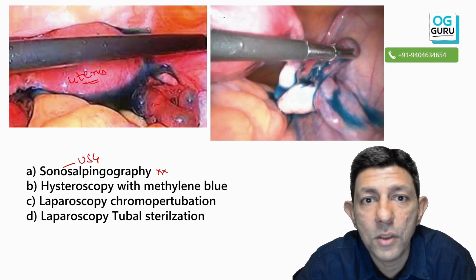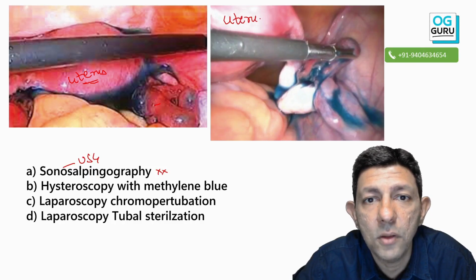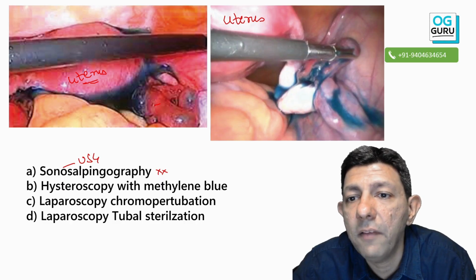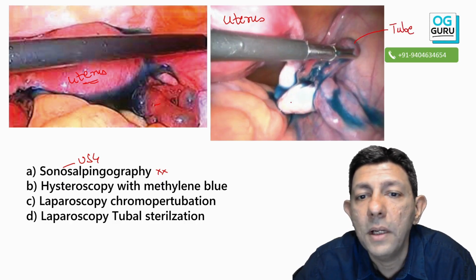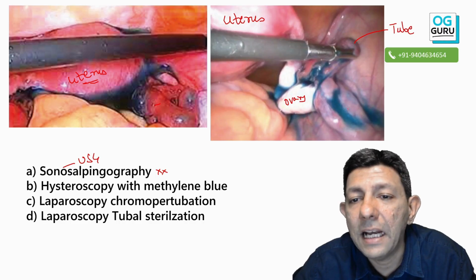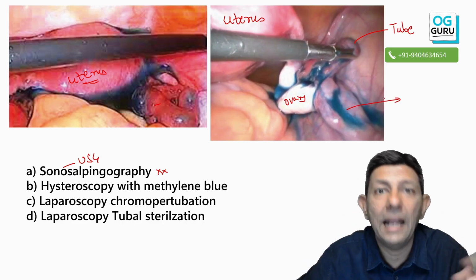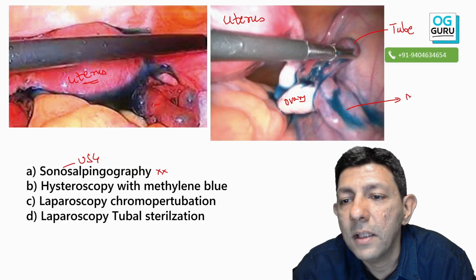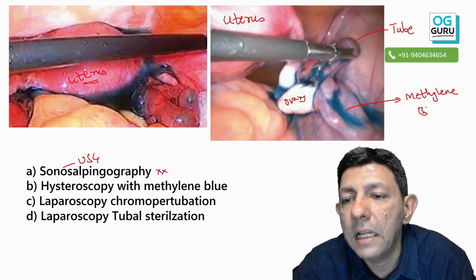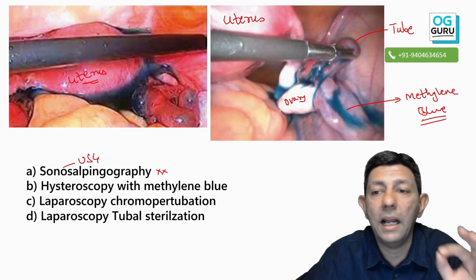Similarly, there are two images showing the same. So this is the uterus. We have held the fallopian tube. This is the fallopian tube. This is the ovary. Okay, and we are seeing this blue color dye. Yes, my dear student, this is the methylene blue dye.